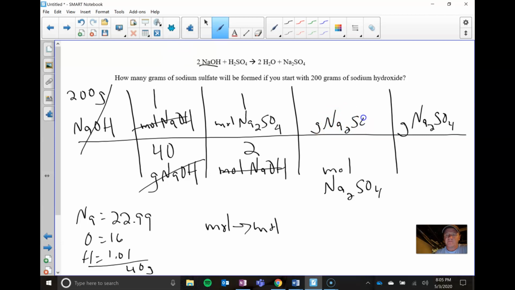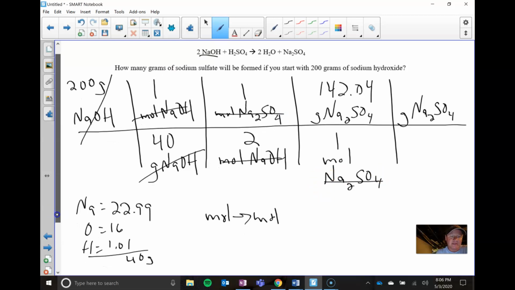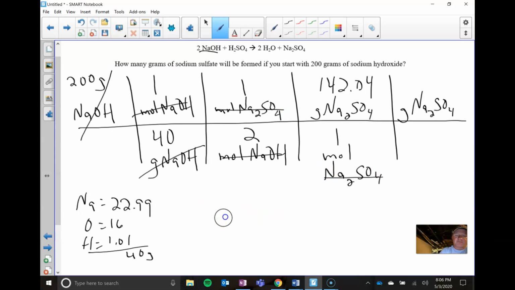Okay, so now I total up my molar mass here. So 1 mole of that compound, and I've done this on the side already over here. Save a little bit of time. 142.04 grams. So I just added up my molar mass there. So now moles of sodium sulfate cancel with moles of sodium sulfate, and now it's a math problem.